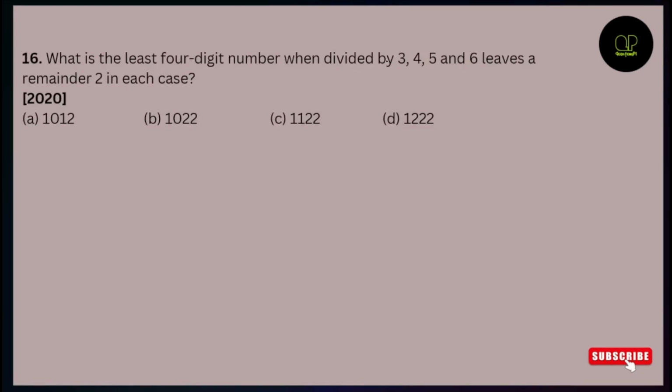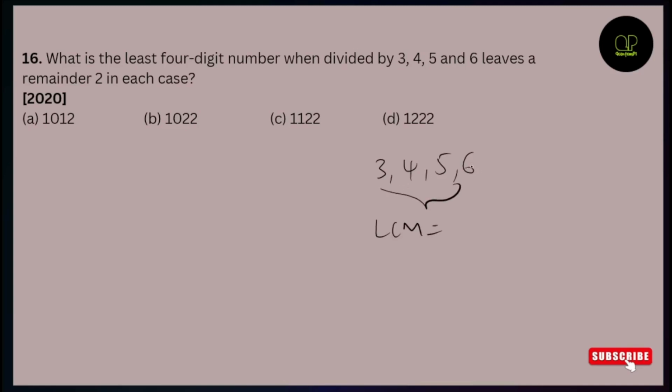What is the least 4-digit number which, when divided by 3, 4, 5, 6, leaves a remainder 2 in each case? Very simple. Any number which is exactly divisible by 3, 4, 5, 6 is their LCM. We already did a question of this type before. So yeah, LCM. What is LCM?